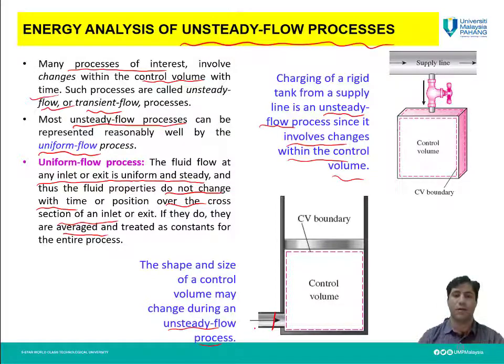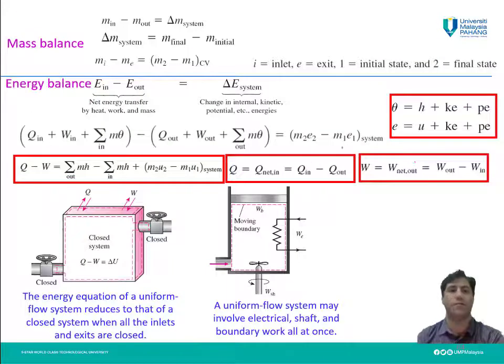The flow rate to the control volume is changing with time. If it is a constant flow rate, we have a steady flow. But if it is changed with time, we have an unsteady flow process. And you can see here one with boundary work, one without boundary work.